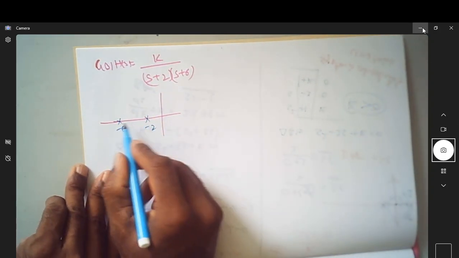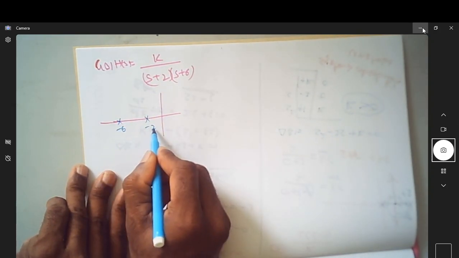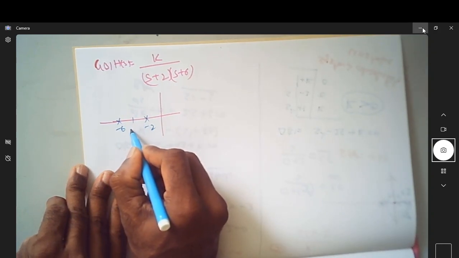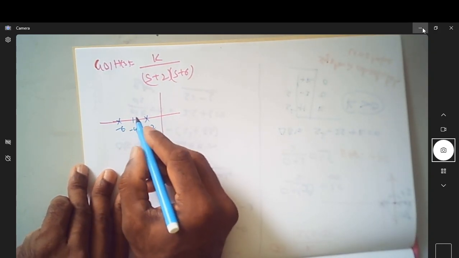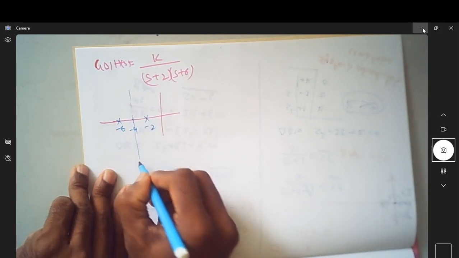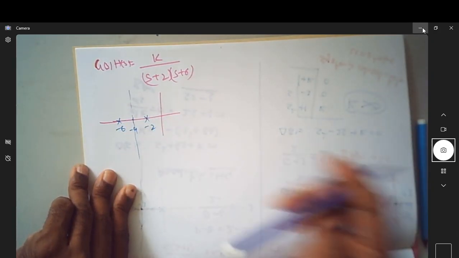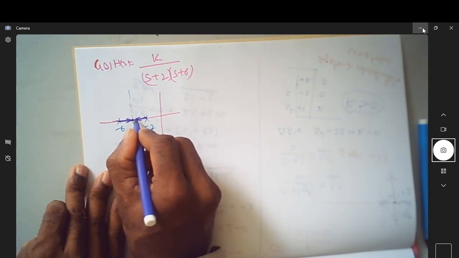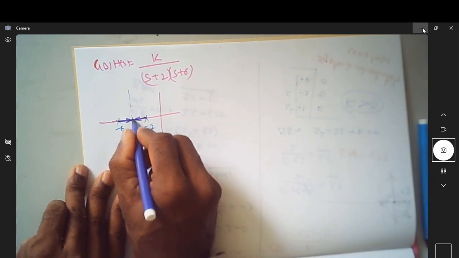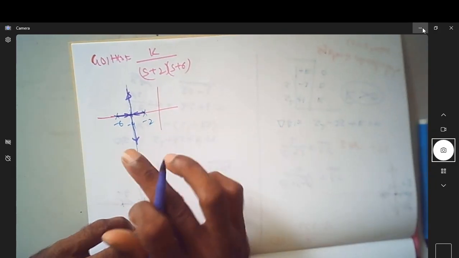Since we have only 2, the difference is 4 units, then the breakaway point as well as the asymptotes' centroid is at minus 4. So the angles are 90 and 270. You can certainly predict this is going in this direction, this is going in this direction. They break here, one will go here, the other will go here. What is the system stability?